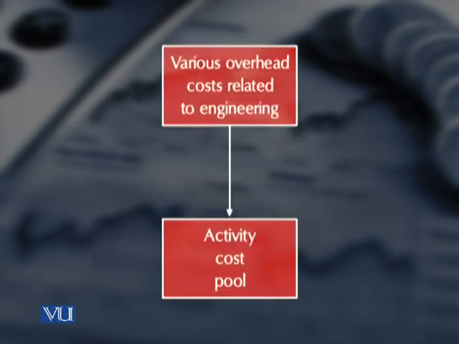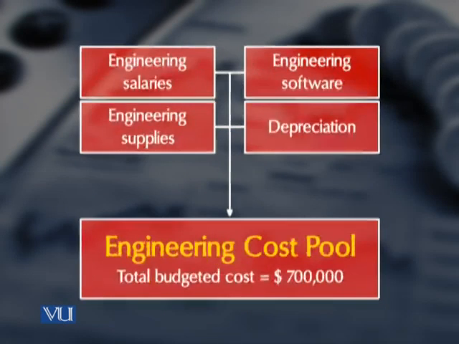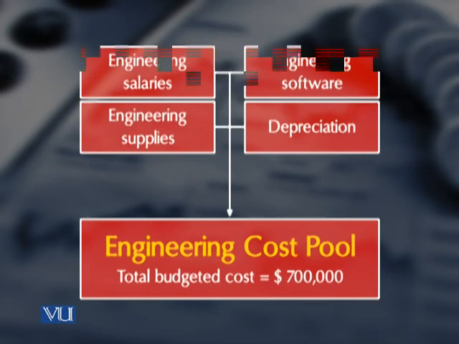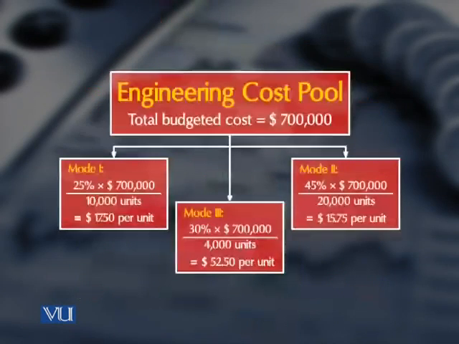Now the next cost pool, number 3, is the engineering cost pool, and the total budgeted cost is 700,000. What is basically in this cost pool? Engineering salaries, engineering supplies, engineering software, depreciation, etc. Again, the rate is going to be calculated based on number of units produced, and he said 25% for Model 1, 45% for Model 2, and 30% for Model 3.